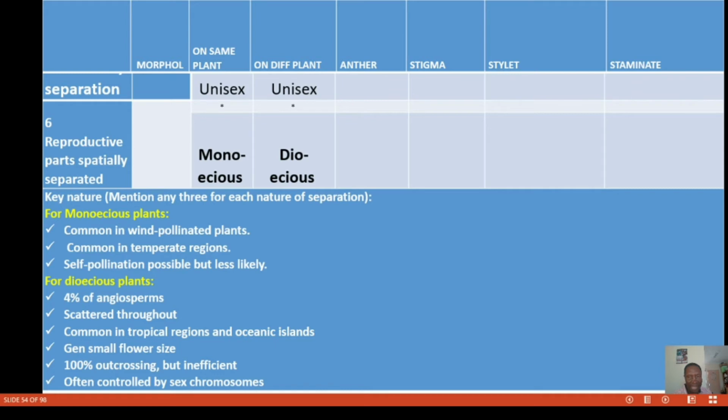In dioecious plants, pollination is often controlled by sex chromosomes.